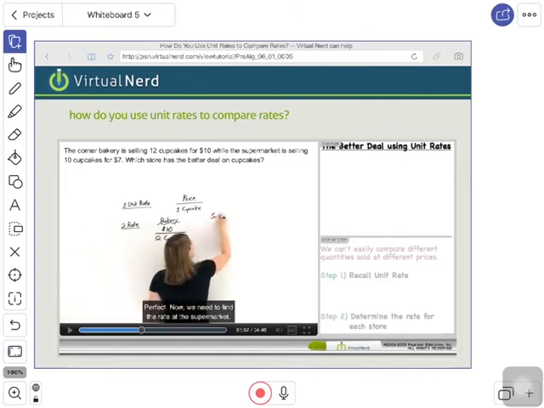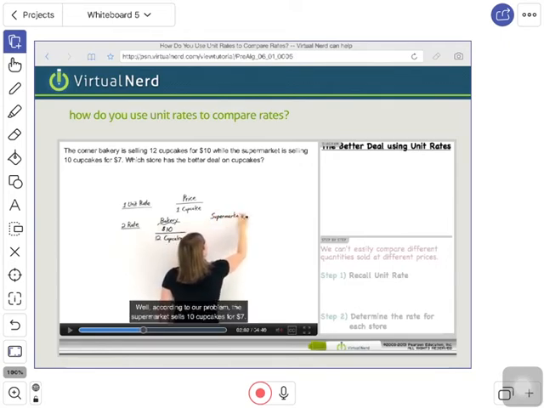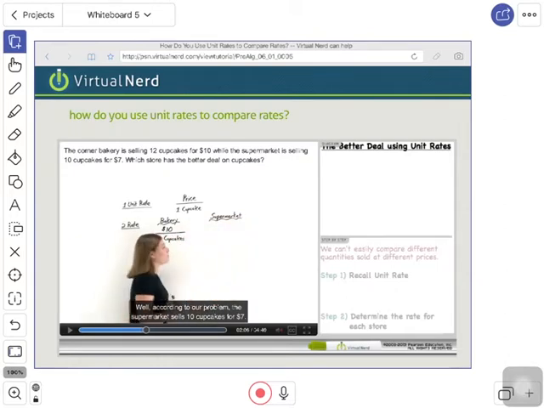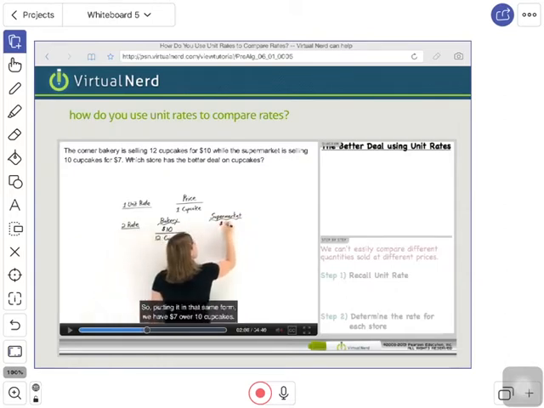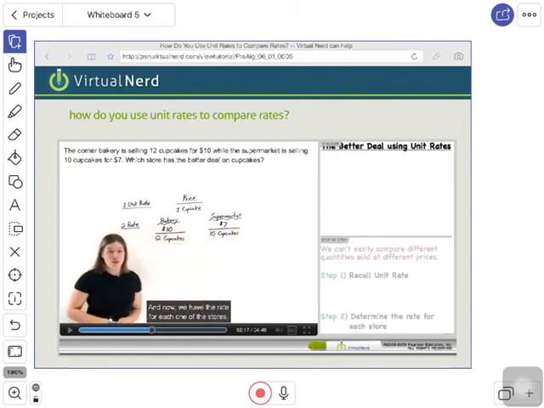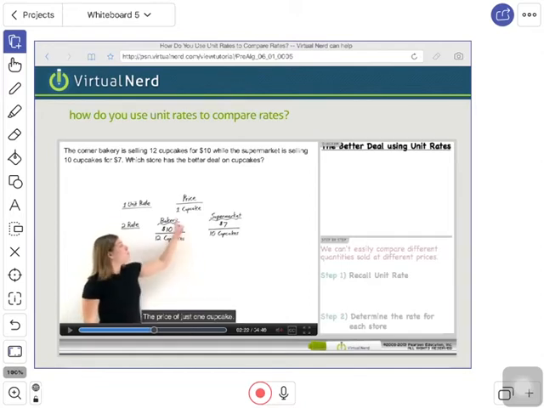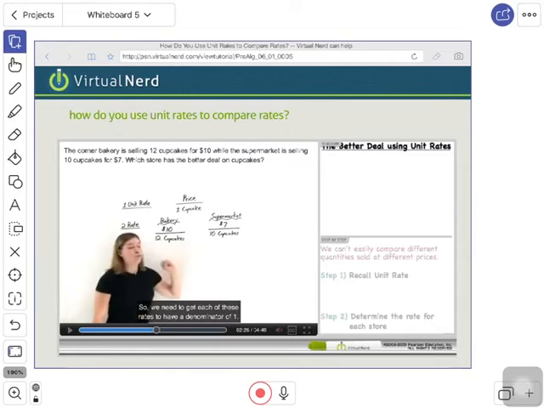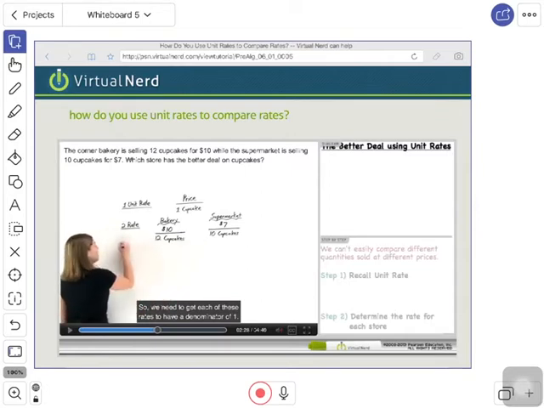$10 for 12 cupcakes. Perfect. Now, we need to find the rate at the supermarket. Well, according to our problem, the supermarket sells 10 cupcakes for $7. So putting it in that same form, we have $7 over 10 cupcakes. And now we have the rate for each one of the stores. But remember, we're trying to find the unit rate, the price of just one cupcake. So we need to get each of these rates to have a denominator of 1.